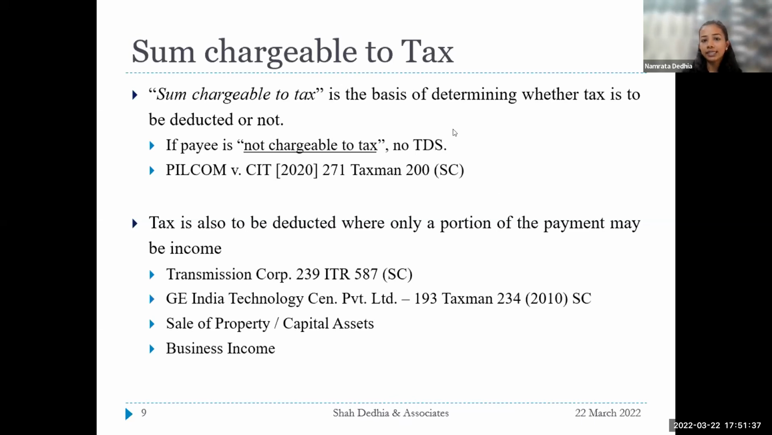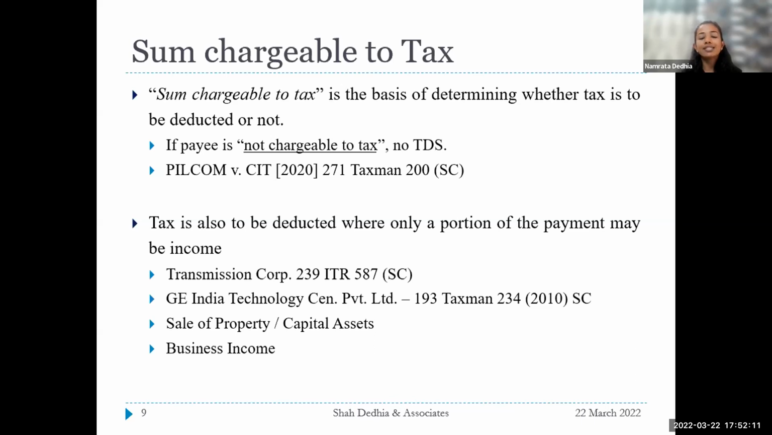TDS is also to be deducted where only a portion of payment may be income. So we touched upon this, where the whole of the amount is not taxable. Some business profits which are taxable in India because of a business connection in India or a permanent establishment in India, or maybe capital gains, where the sale consideration may be X, but out of that X, only a small portion is the gain amount which is liable to tax in India. Even in those cases, the TDS obligation under 195 arises.